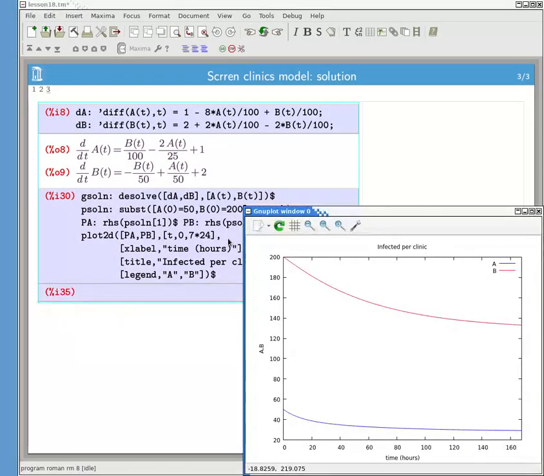Evaluating this brings up a new window, and here we see that for the particular values that we've chosen from the initial values of 50 and 200, we have an evolution which shows a decrease in the number of infected persons in each clinic, and it seems like after about a week an asymptotic value is obtained for both of these.